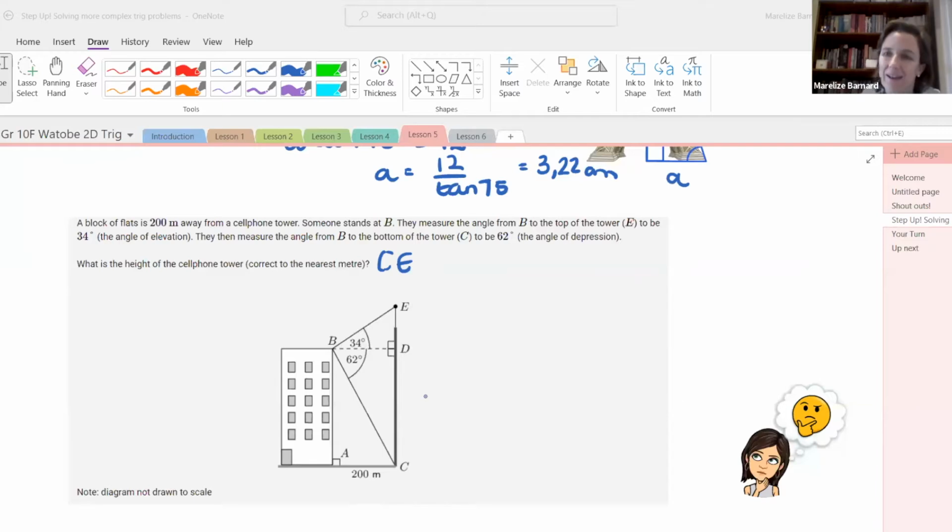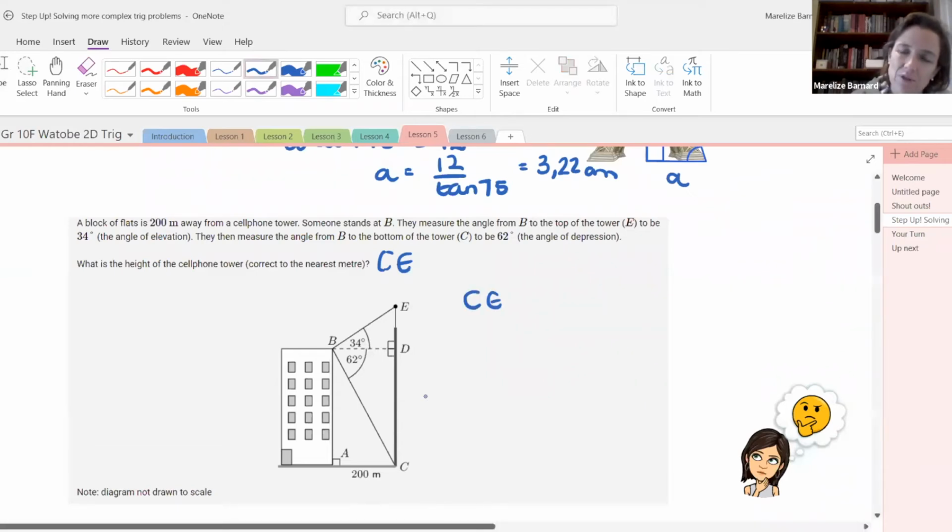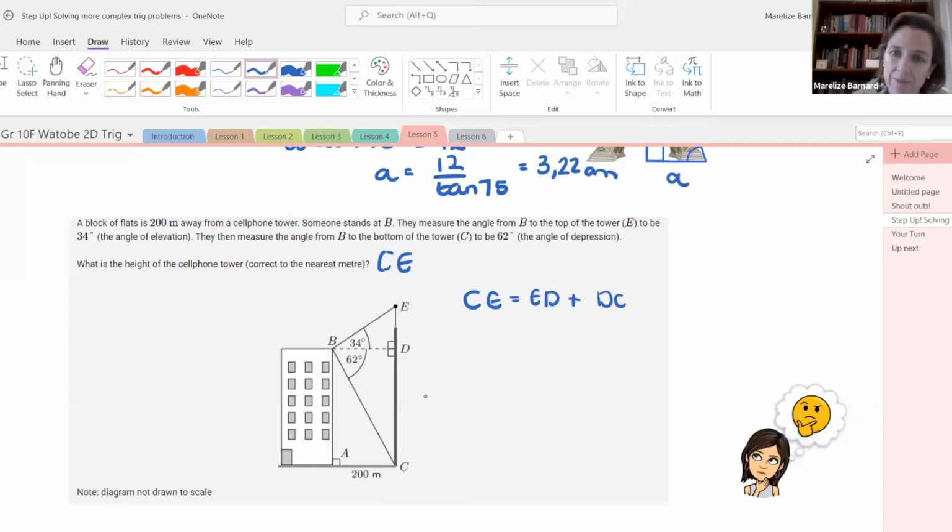Okay, I like your thinking. I like that we are going to break it up into parts, and I'm going to take that idea and say, let's say that CE consists of ED plus DC. Why can't we launch straight into solving for CE? Because the problem is that CE does not lie in a 90-degree triangle. But what we can do is break it up and find what ED is and also what DC is. And that way we can know. All right.